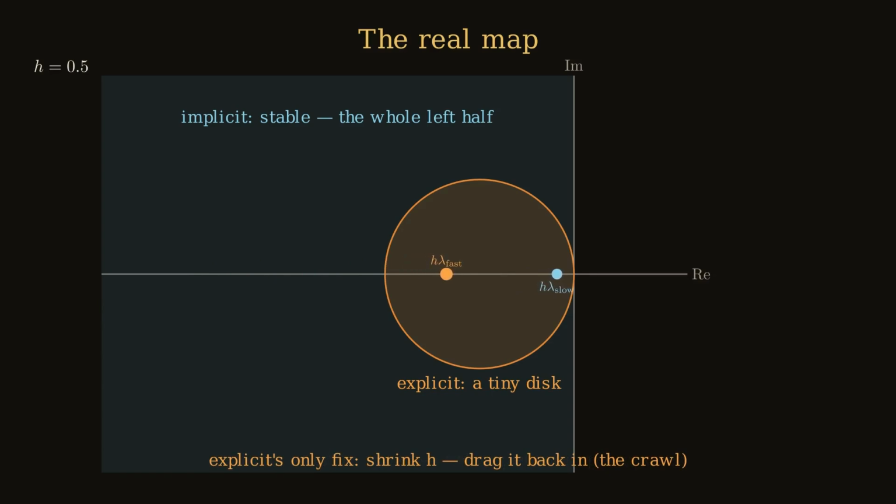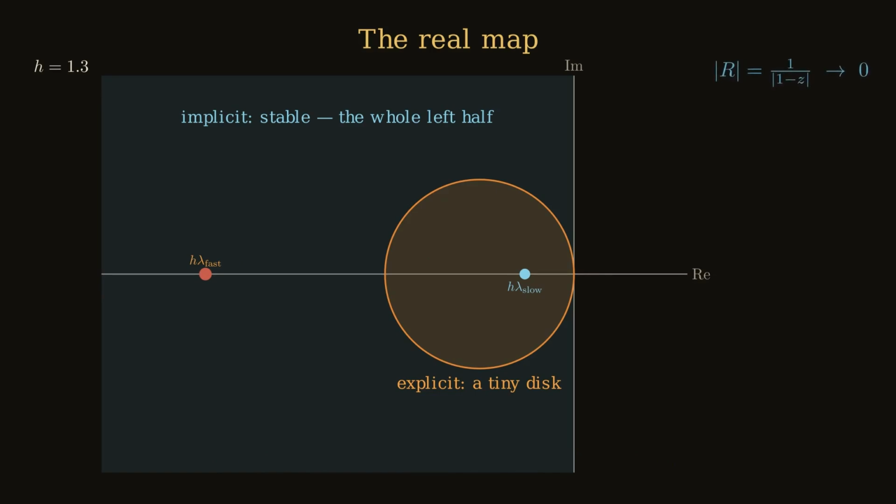For the implicit method, the safe region is the entire left half, the whole side, where things decay. Every decaying mode is inside, always, and out at the far edge the amplification doesn't just stay below 1, it goes to 0. The stiffest mode is crushed in a single step. That's L-stability.